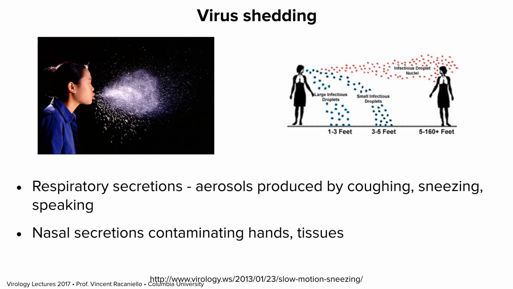And the smallest ones can go up to 160 feet. So some of mine can go back there to the back of the room because they're very tiny and they float in the air and they have lots of virus particles in them. So just because you're there doesn't mean you can't be infected by someone else sneezing here. I always think of that when someone sneezes in a lecture, that person in the front could infect everyone in the room. Nasal secretions contaminating hands and tissues also can spread virus infections. They can be everywhere.